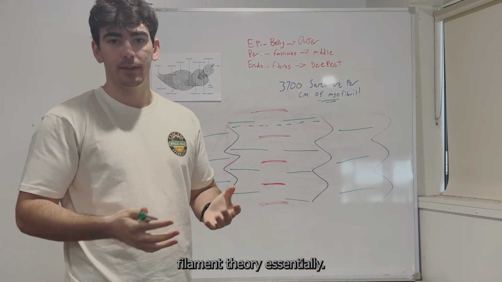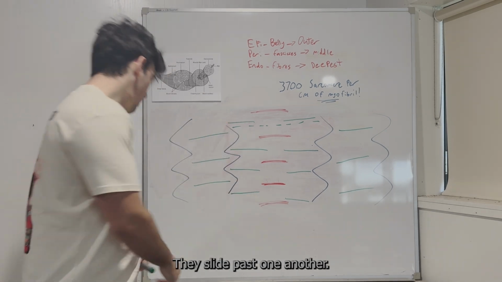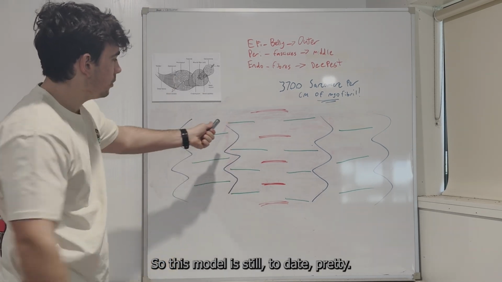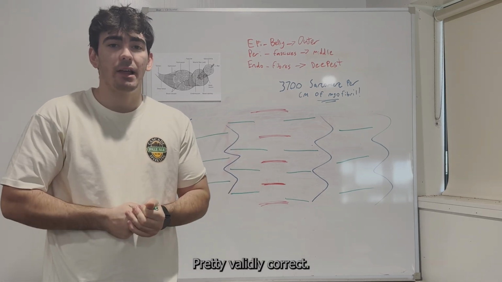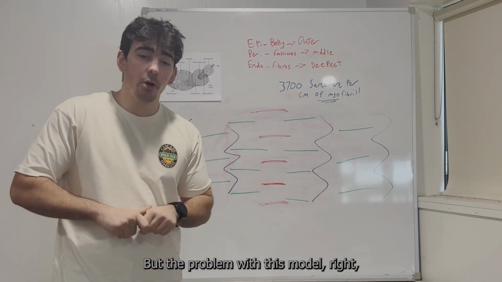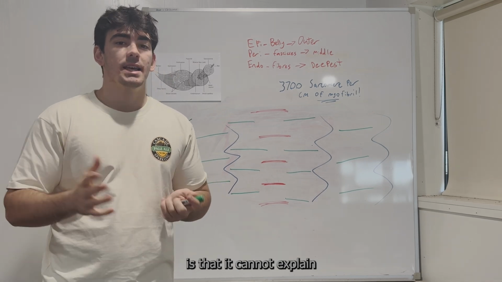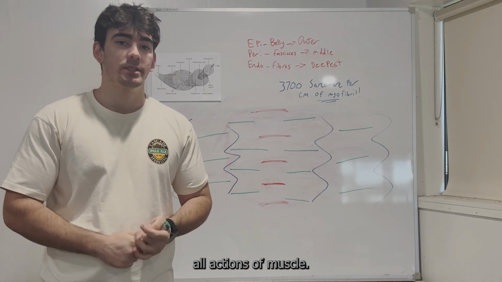That's the sliding filament theory, essentially. They slide past one another. So this model is still, to date, pretty validly correct. But the problem with this model is that it cannot explain all actions of a muscle.